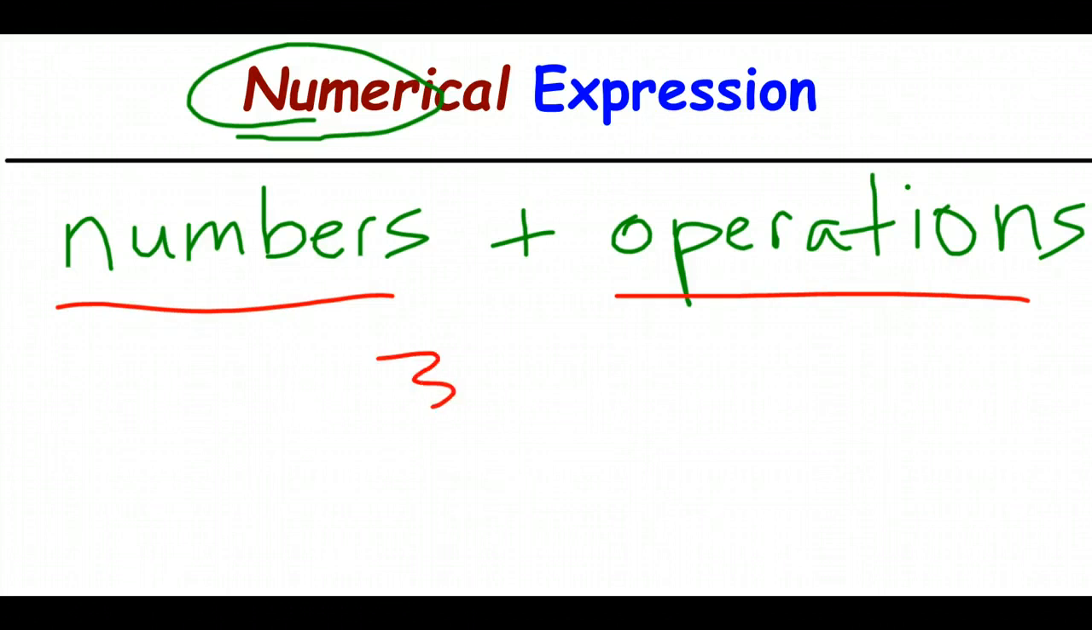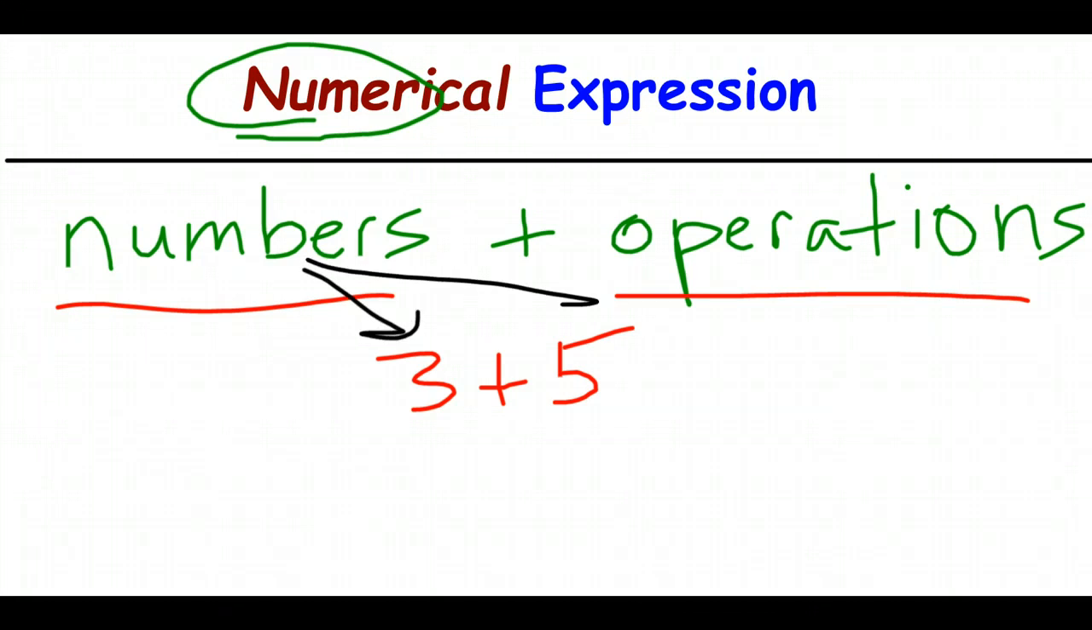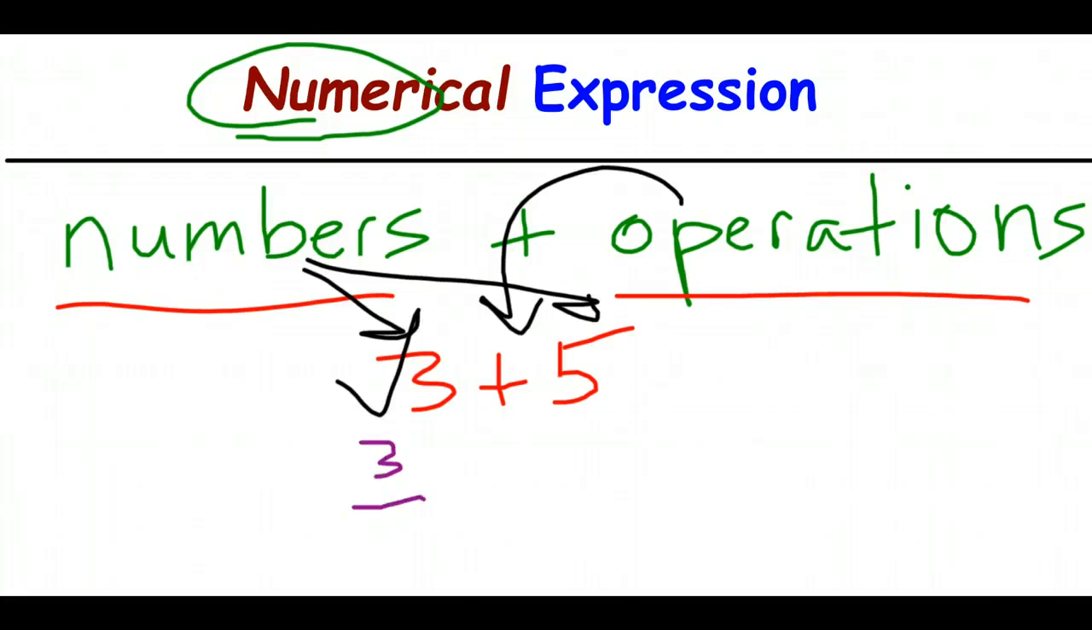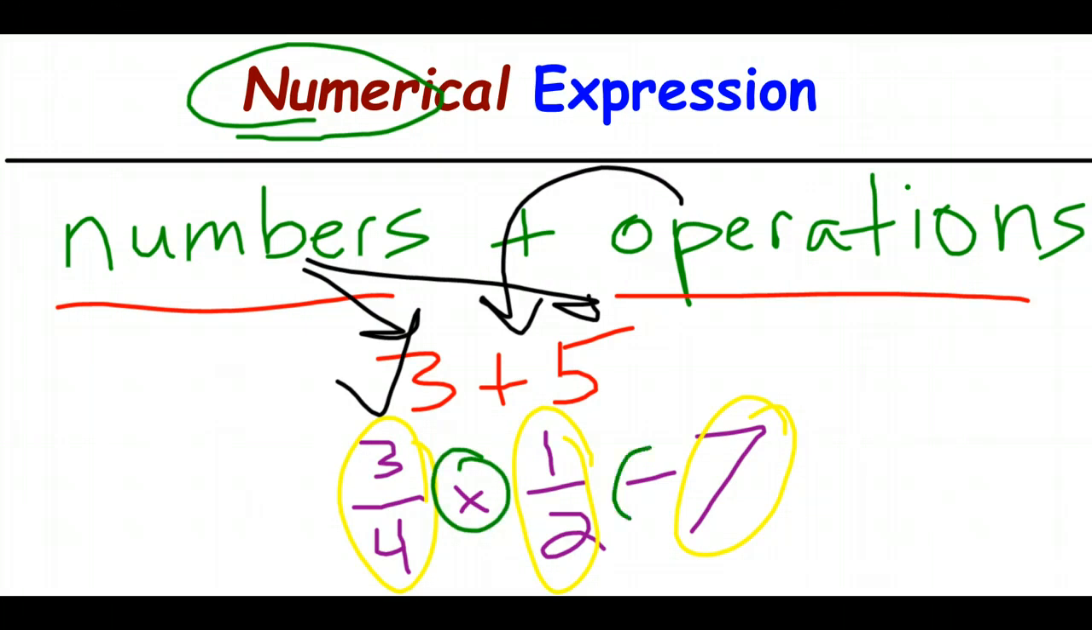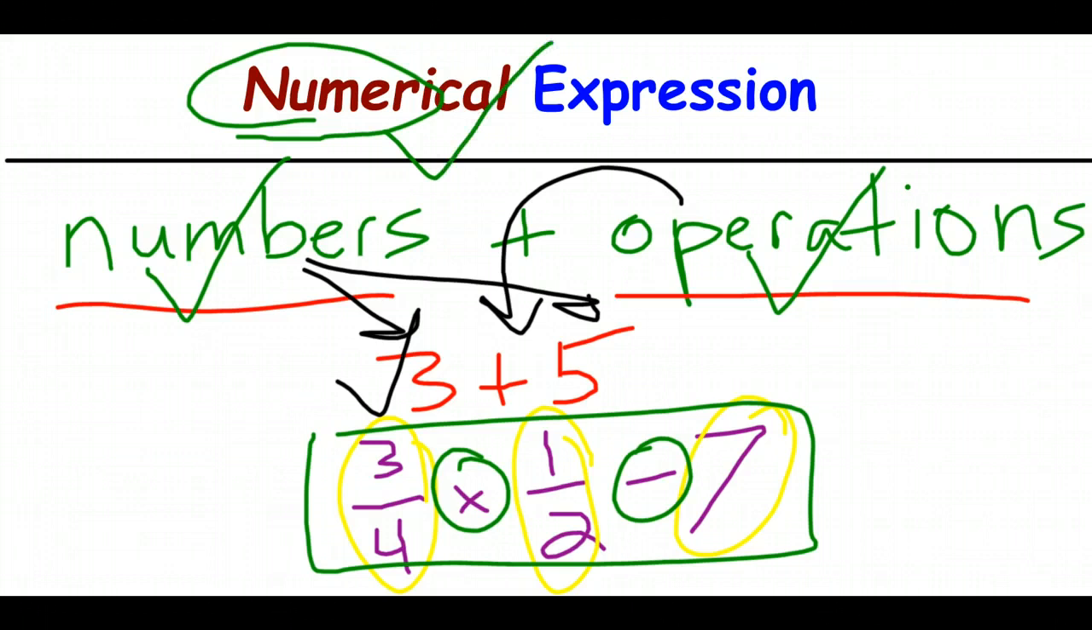So something like 3 plus 5 counts as a numerical expression. It has numbers and it has an operation, addition. So this is a numerical expression. Another example is 3/4 times 1/2 minus 7. Again, we have numbers, which I'll circle in yellow. We have operations, which I'll circle in green. Numbers plus operations equals numerical expression. So that's the idea behind a numerical expression.